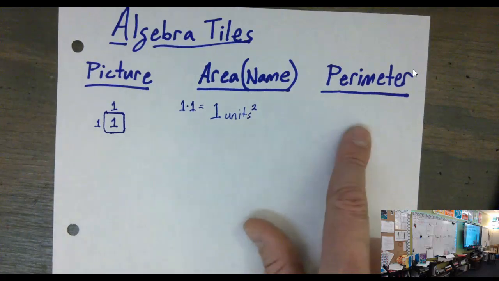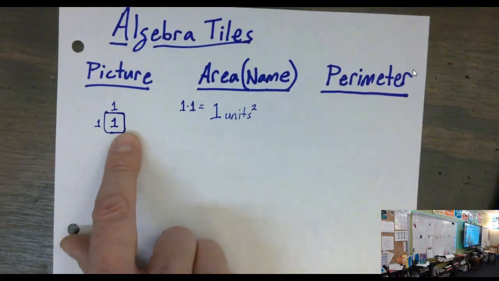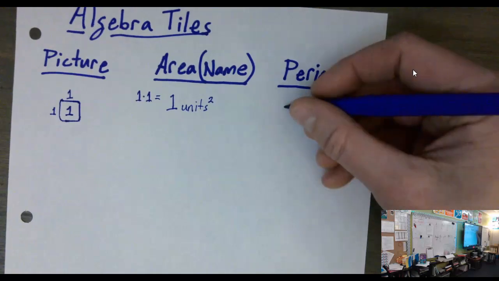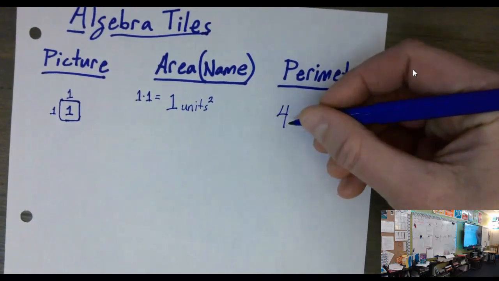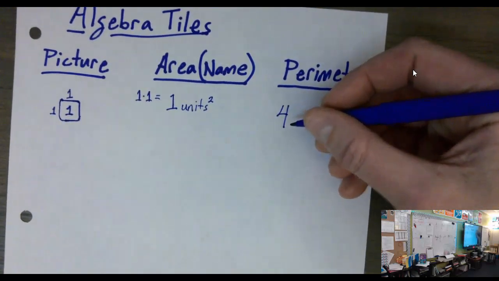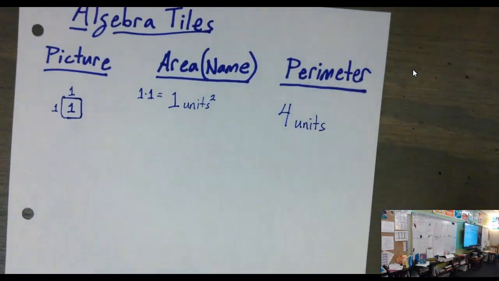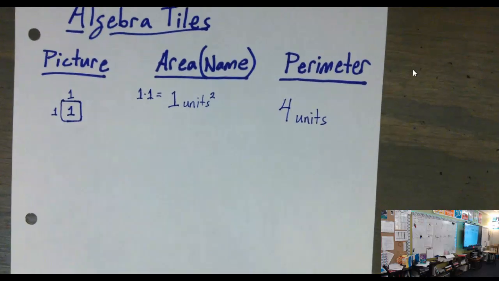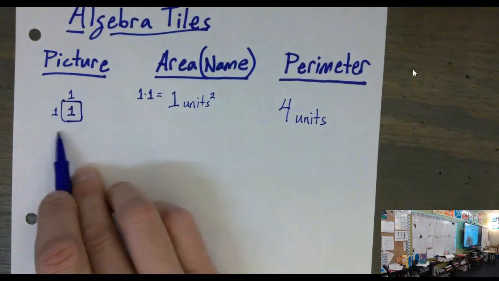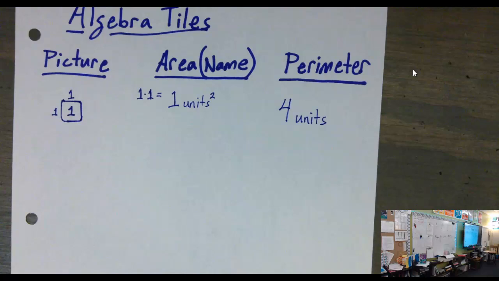What would the perimeter of this tile be? For what? Not squared. Because now it's just how long would it be to walk around the whole thing? 1, 1, 1, and 1. It would be 4 units.